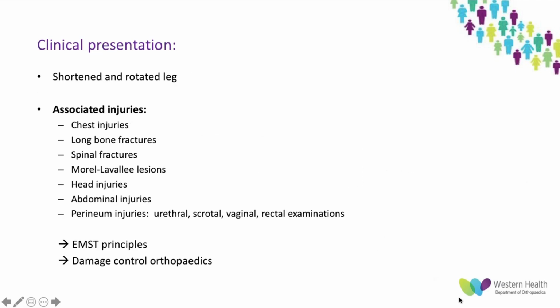So the clinical presentation: the leg is shortened and externally rotated, and these patients will have associated injuries that need to be excluded based on ATLS principles, particularly if they've had a motor vehicle accident. These include chest injuries, long bone fractures, spinal fractures, Morel-Lavallée lesions, and we always need to exclude perineal injuries as well. When associated injuries are present, it's always important to consider damage control orthopedics.